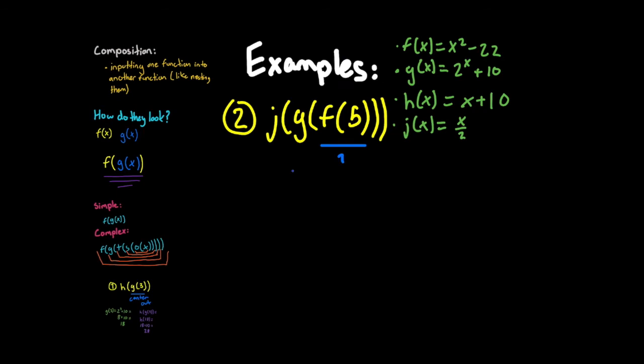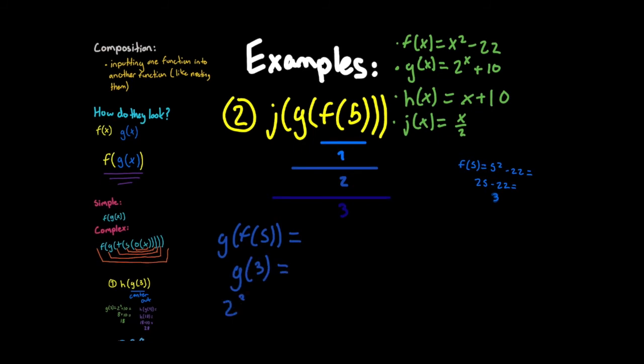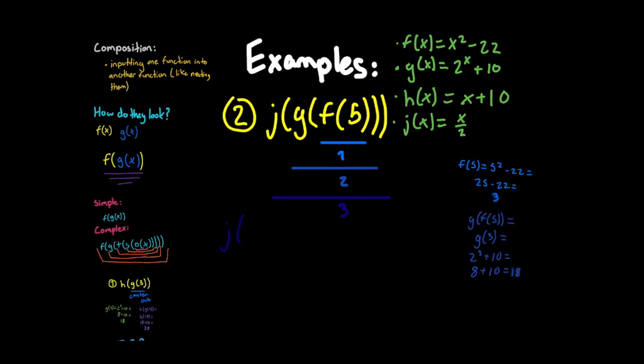We're going to be using the same functions, and in this case, they're asking us to solve for j of g of f of 5. Again, we start from the middle out. We solve for f of 5, which is 5 squared minus 22, which is 25 minus 22, which is 3. Then we plug the value of f of 5, which is 3, into g, so g of 3, which is 2 to the third power plus 10, which is 8 plus 10, which is 18. And then we plug that value into the j function.